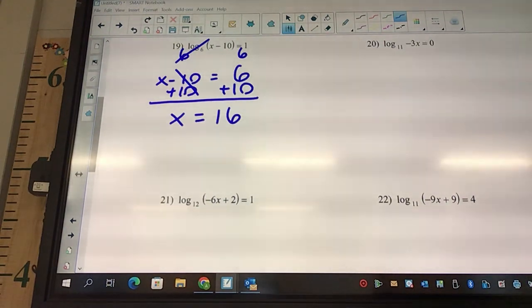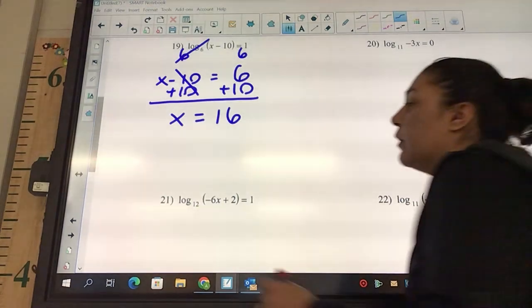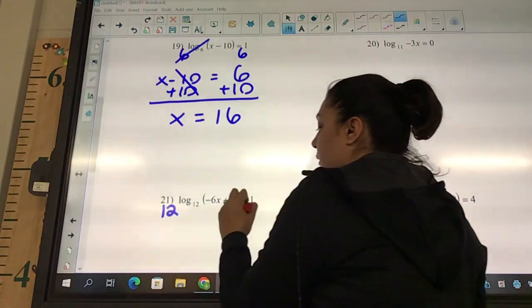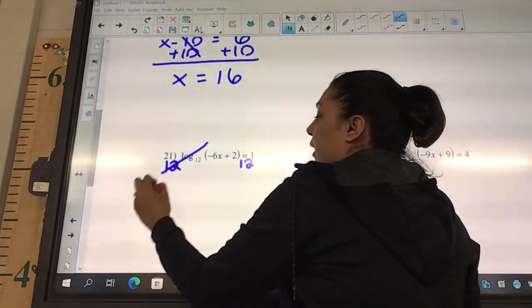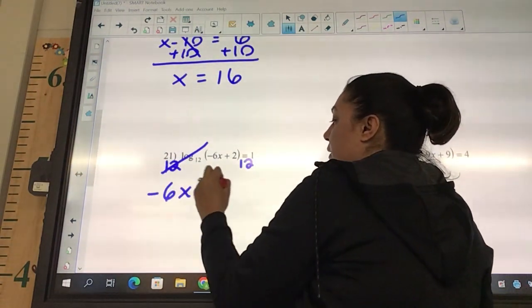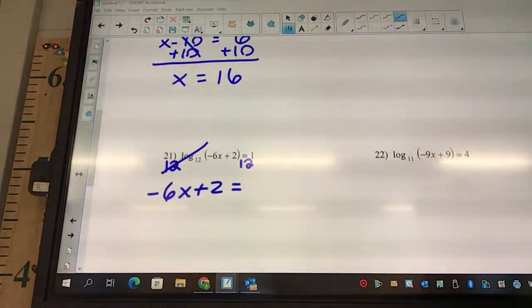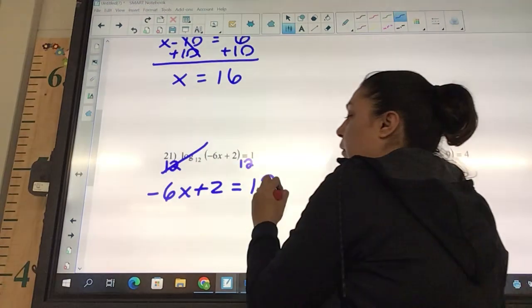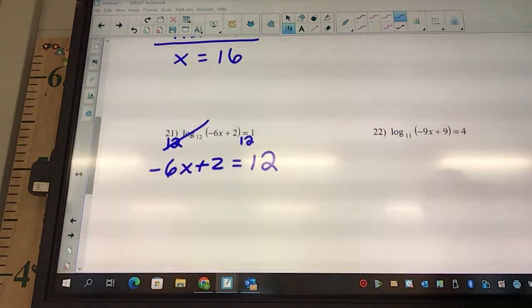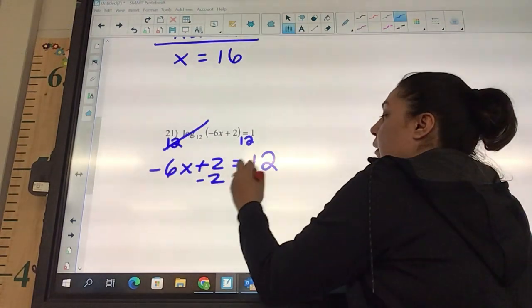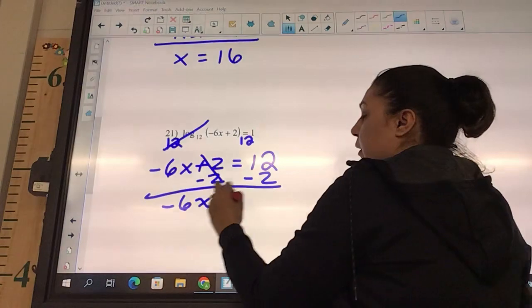Okay, if we do 21, what power am I going to raise it to this time? 12. So we're going to say 12 to the 12. I'm going to get negative 6x plus 2 equals, what is 12 to the 1 power? 12. What needs moved first? Minus 2. What is 12 minus 2? 10.